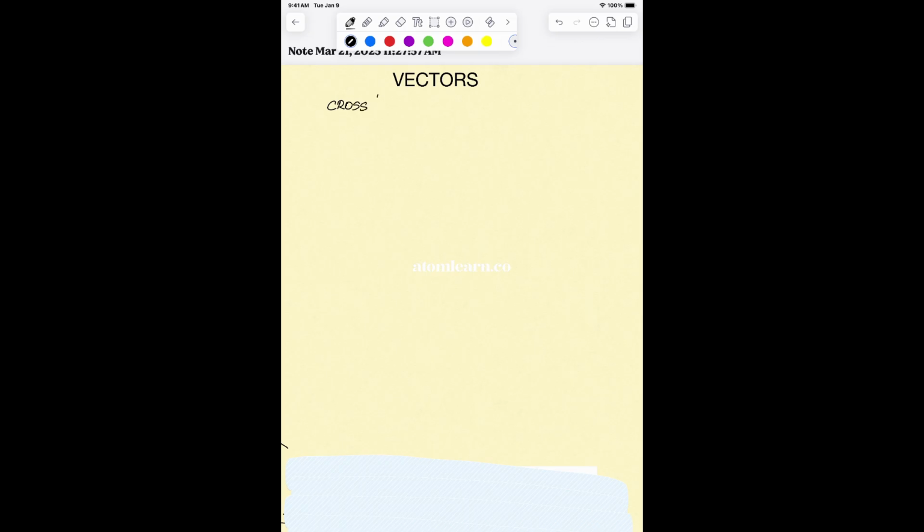Cross product is also called the vector product, and it is written as A cross B vector. Let us call the result C vector. Then how to find the cross product is like this. Let us say this is A vector, this is B vector. Even if it is somewhere else, we just transpose that B vector, shift it so that it is joined with A vector tail to tail, like this.